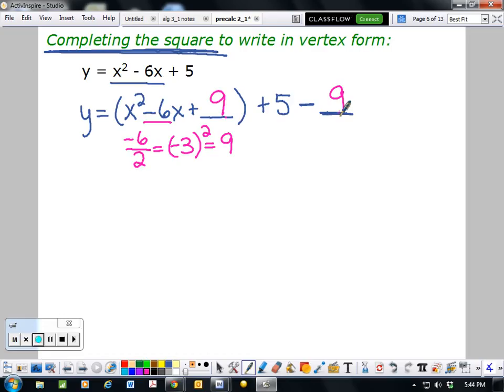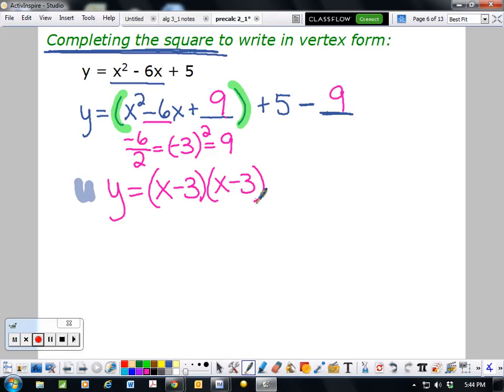So now I'm going to go ahead and factor this. So I'm going to factor that out. So this should now be y equals, and that should factor into (x minus 3) times (x minus 3). And that's the purpose. I wanted to get that double root there. And then I combine these, so 5 minus 9 gives me minus 4. Now I can write this in vertex form by combining these to write it as (x minus 3) squared minus 4. And so now I have it in vertex form. It makes it so much easier to graph.